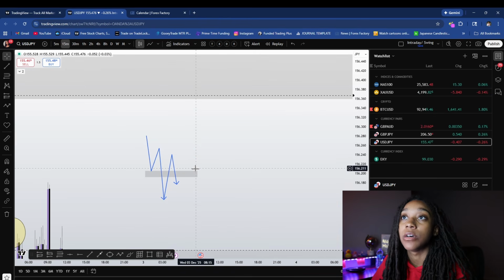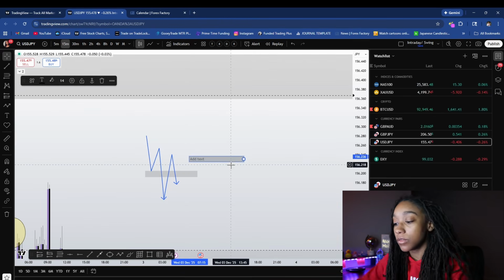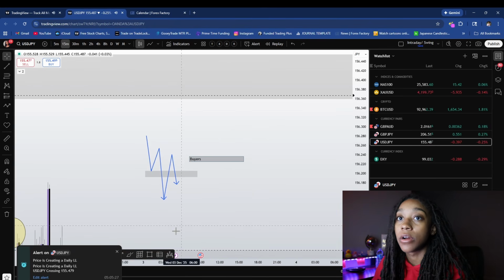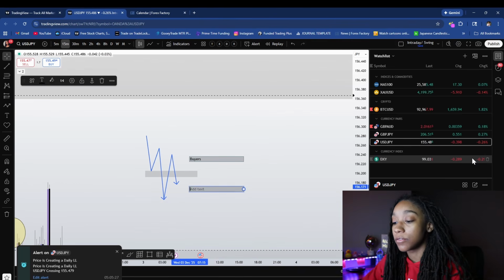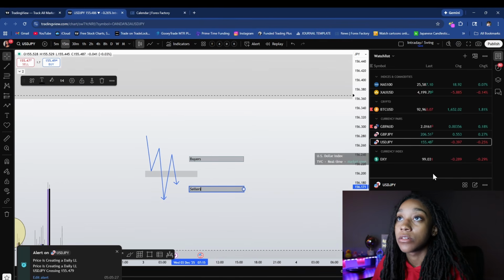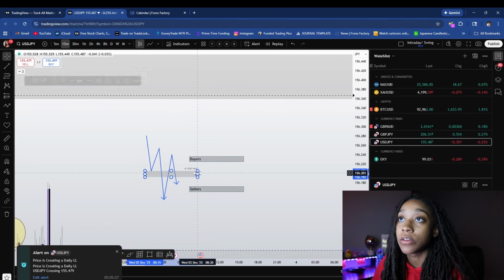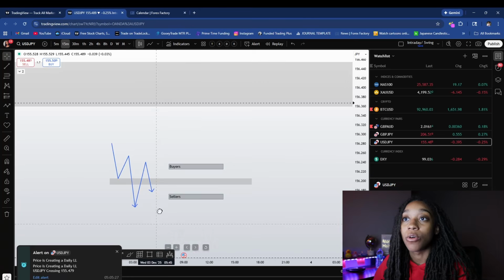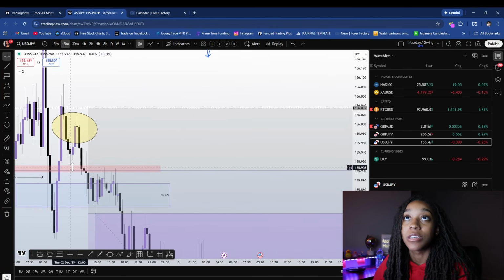Why? Remember, because above this level we have buyers, right? And below this level we have sellers. So anything above this level, we're buying. Anything below this level, we're selling. So I want sellers to take back control of the market before I get in. I want to have the seller momentum, right? So that's why I want to wait for price to dip back below this 15-minute.